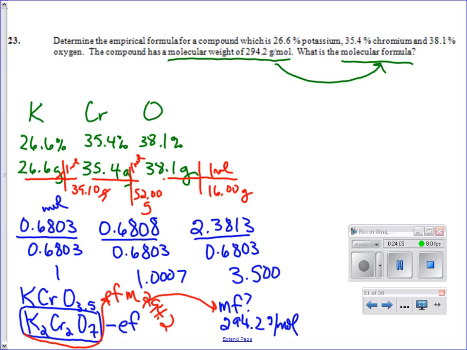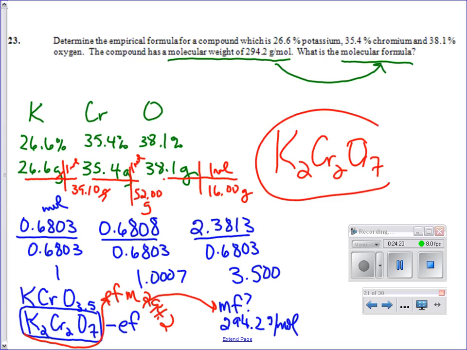When you add this up on the table, you get 294.2. How convenient. What does that mean? The empirical formula is the same as the molecular formula. So our molecular formula is K2Cr2O7. Now that's not always going to be the case. This is where you have to do your homework to see all the different kinds of problems and scenarios you run into. If you ended up with 147-ish as an answer here, let's say your empirical formula weighed 147.